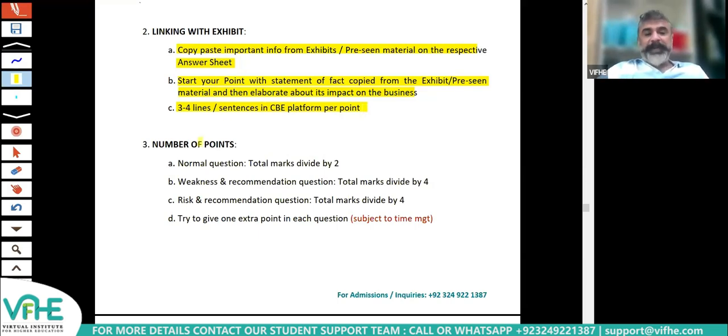Number of points. This is very simple. We've done it many times. Normal question, total marks divided by 2. Weakness and recommendation question, total marks divided by 4. Risk and recommendation question, total marks divided by 4. And try to give one extra point in each question, but subject to time availability. Do not overrun the time in order to give extra point, then leave it.